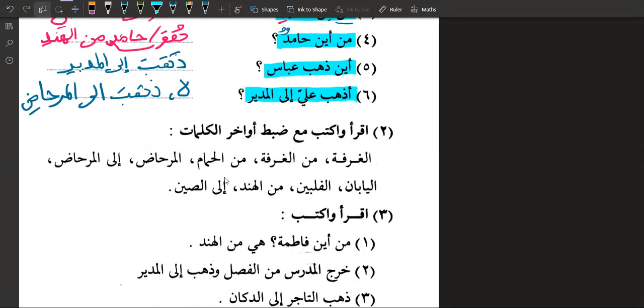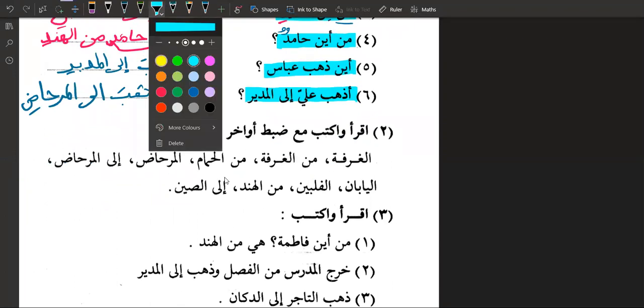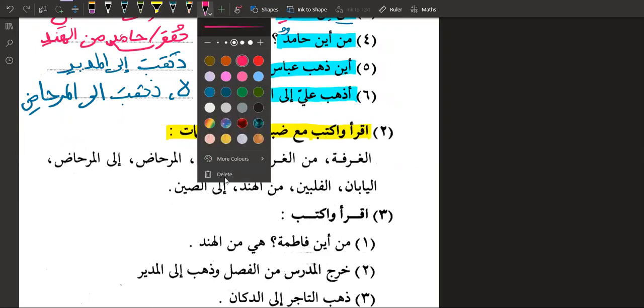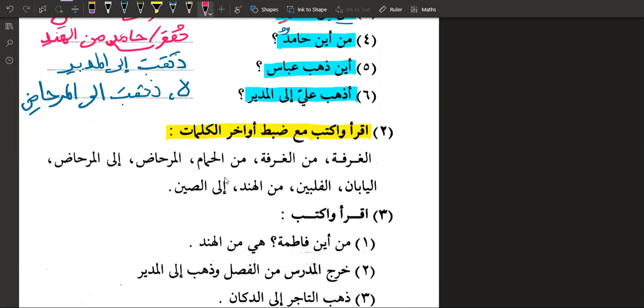جيد. نقول اقرأ واكتب. As we know, اقرأ, read, واكتب, and write مع ضبط أواخر الكلمات, by pronouncing the endings of the words correctly. So if we start with Ismail. الغرفة. نعم جيد. القيوم. من الغرفة, because of the min.